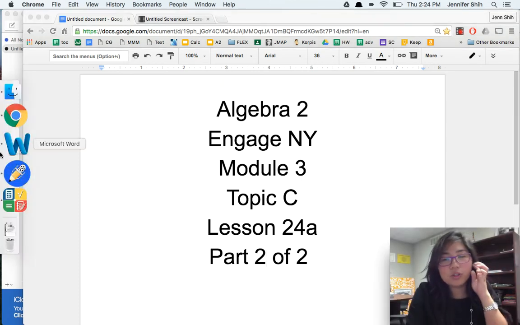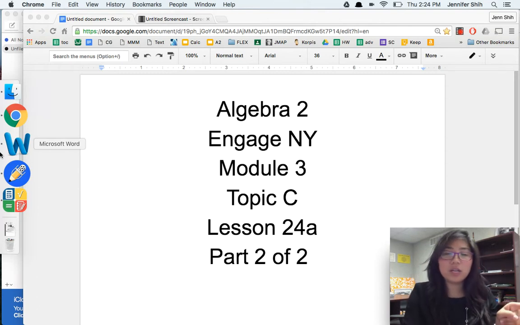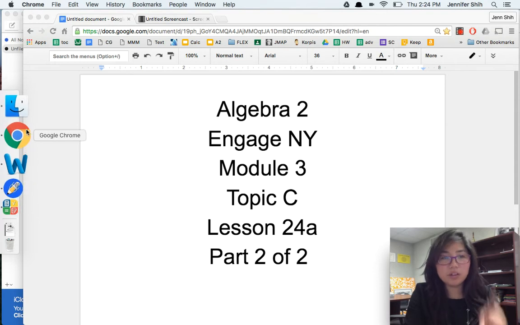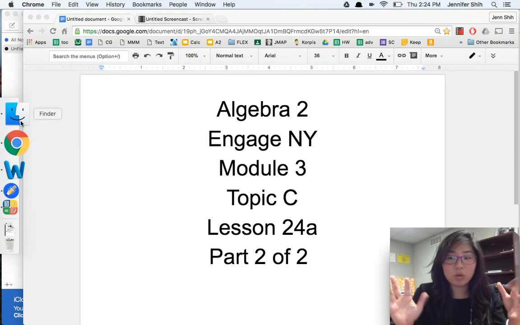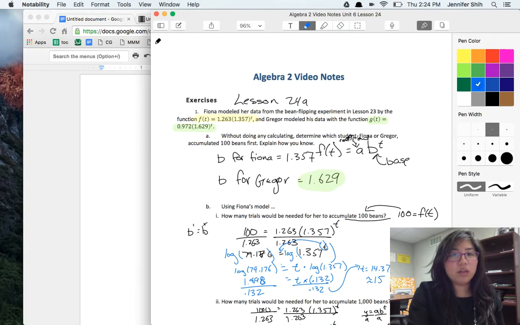I'm going to show you two more examples of how you can use log properties to solve exponential equations, and we're going to do so with numbers that do not look super friendly but are super helpful. Going back to the bean counting situation, if you did not watch part one first, go watch part one first. Back to Gregoire and Fiona.